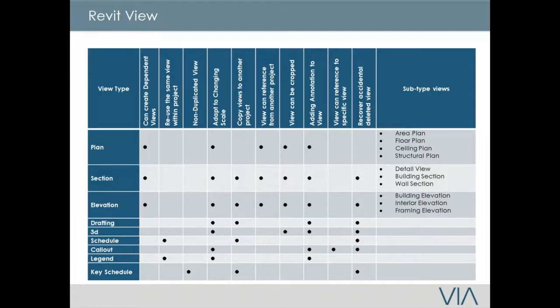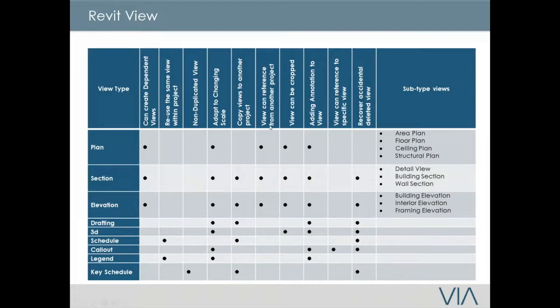Copy views to another project. What I put in here is that section and elevation can only be copied if there is a tag. When you copy the section tags or elevation tags, you can actually transfer that information into another project. As you can see, all of the drafting, schedule, and key schedules you can copy from project to project, which is really very nice. If you have a good set of details, or a set of schedules that you want to use for different projects, this becomes very useful.